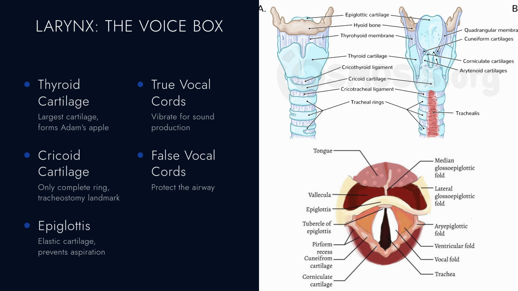In critical care, the larynx is central to intubation. Prolonged tube placement can damage vocal cords, and laryngospasm can complicate airway management. Knowing its anatomy aids in these scenarios.